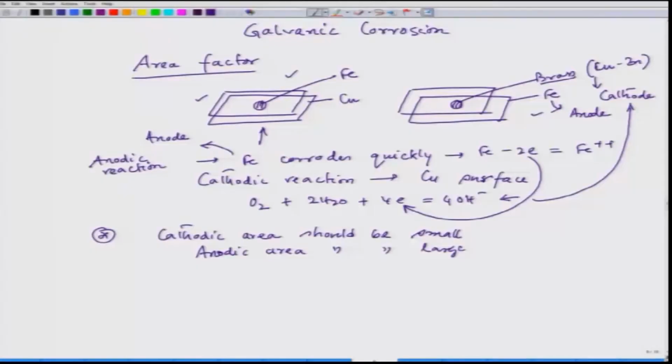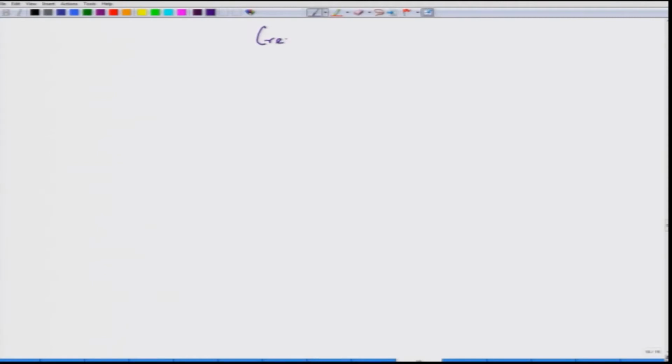Galvanic corrosion, we will touch upon again when we complete the explanation of mixed potential theory. Now, let us go to another form of corrosion, which is called crevice corrosion.